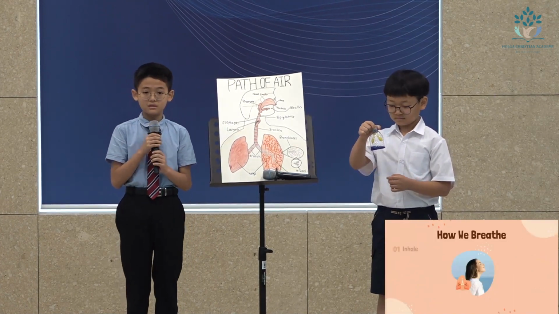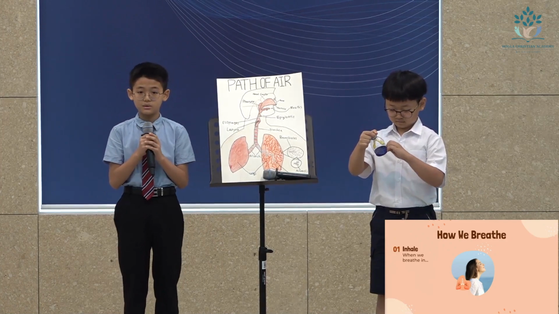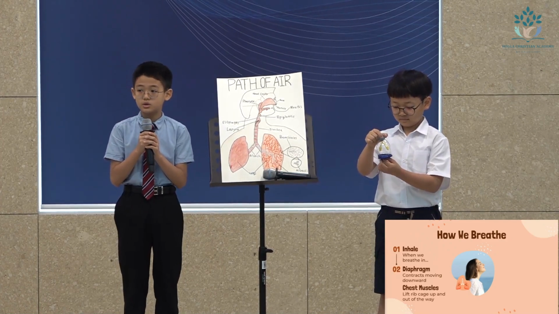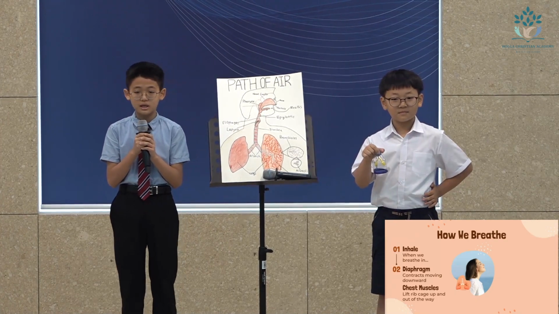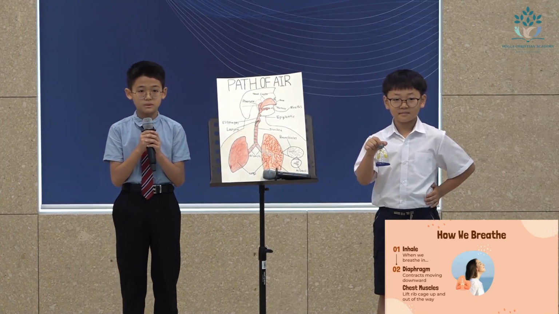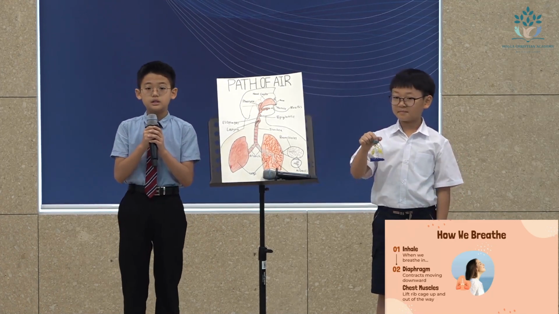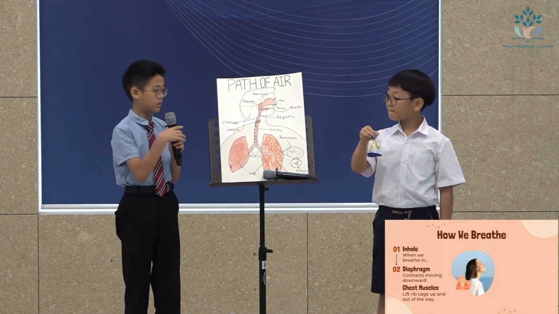When you inhale, your diaphragm tightens and moves downward. At the same time, your chest muscles, which are located behind and between your ribs, lift your rib cage up and out of the way. This provides more space for your lungs.